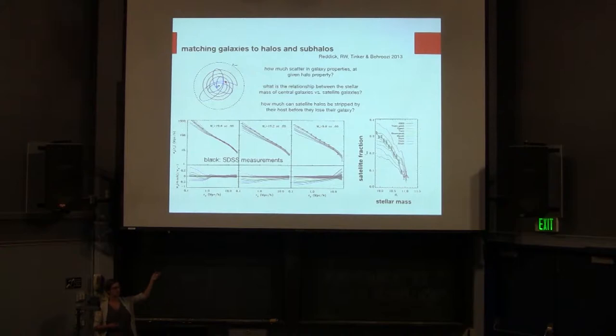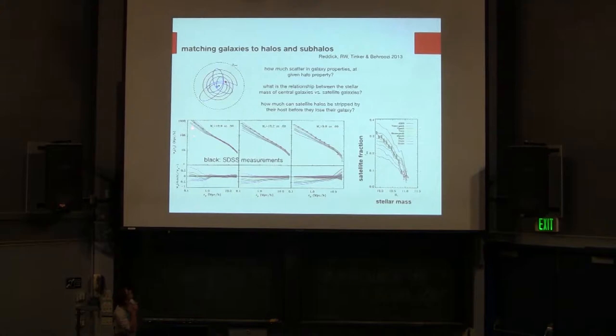So when satellite galaxies enter their host halo, they start getting stripped. And in these different algorithms, we basically have a different relationship between the satellites and centrals that results in a different satellite fraction at a given observable. And that's really the main thing that we're able to constrain with these observations. So I think that's the important thing to pay attention to.